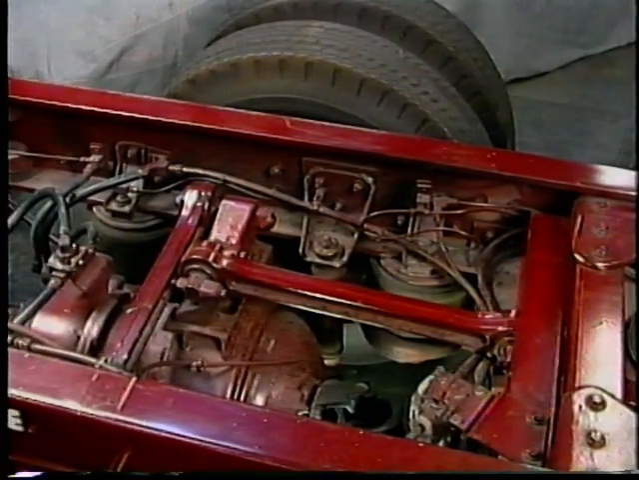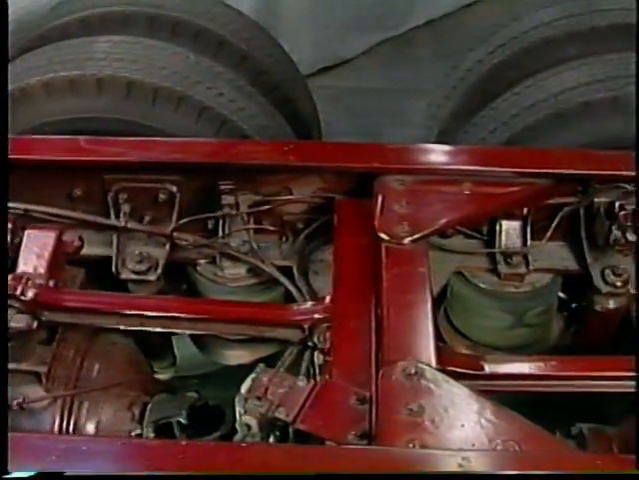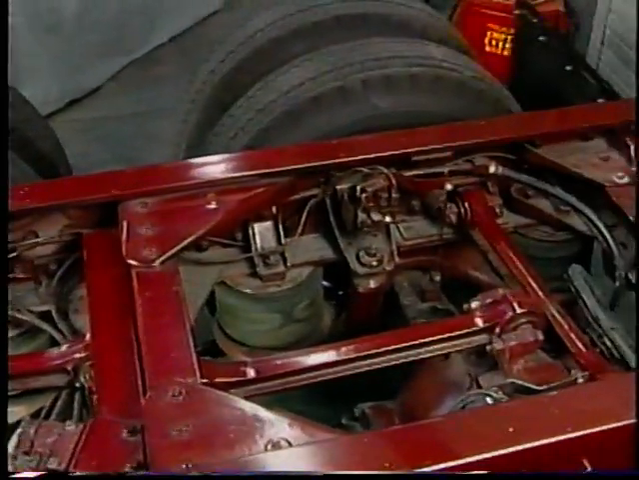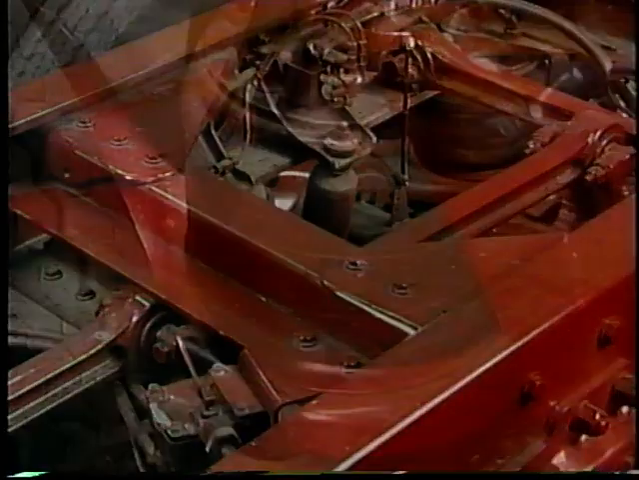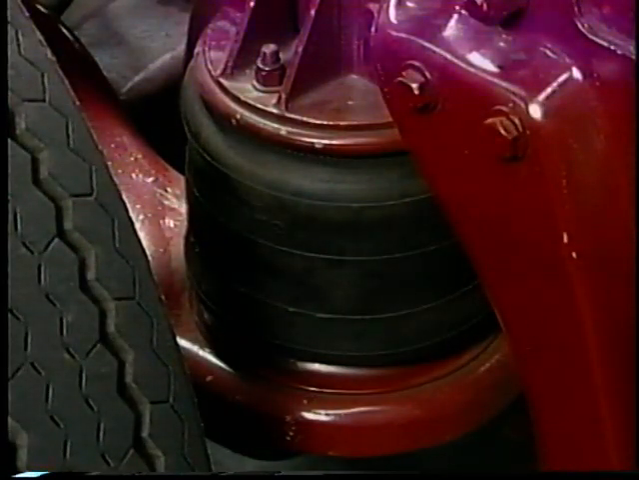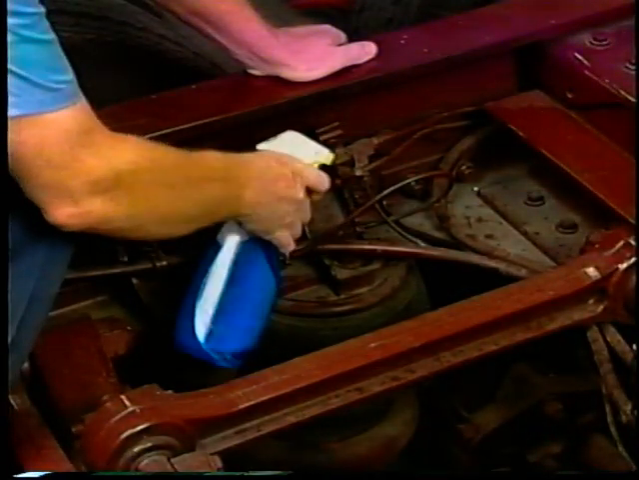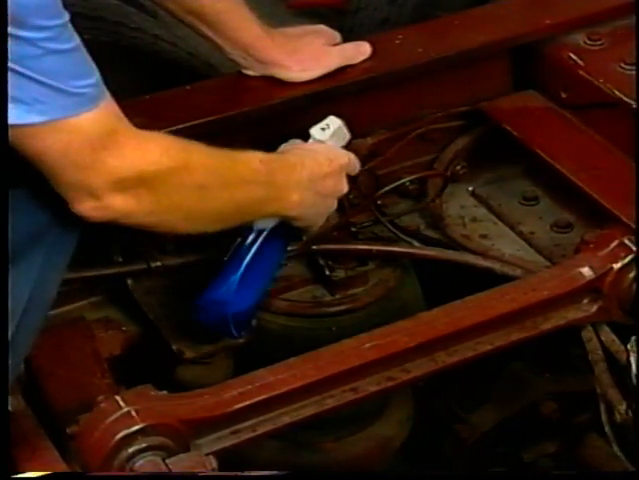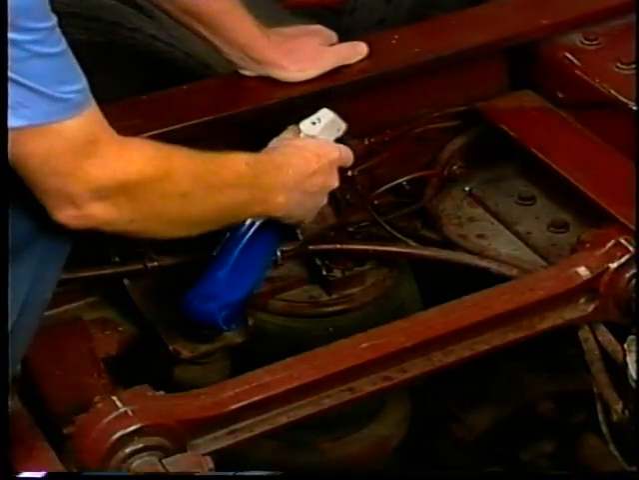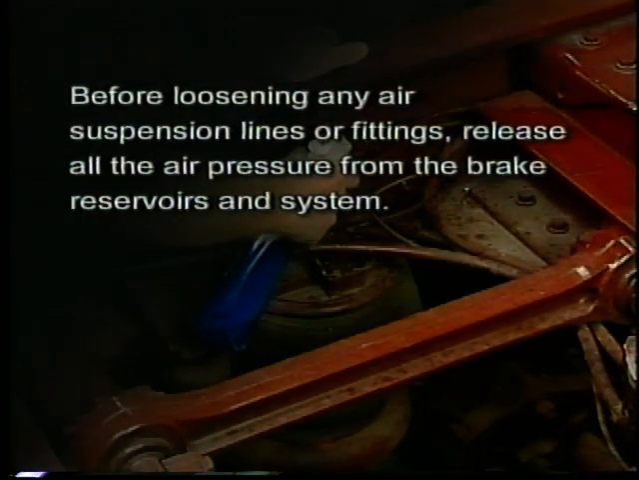Air spring suspensions provide a smooth, vibration-free ride and automatically adjust ride height. They use air from an air reservoir through single or dual height control valves to maintain a constant ride height. Air leaks in the system are easily diagnosed by soaking the fittings on the valves and springs with a leak detector solution and looking for air bubbles. Before loosening any air suspension lines or fittings, release all the air pressure from the air brake reservoirs and system.